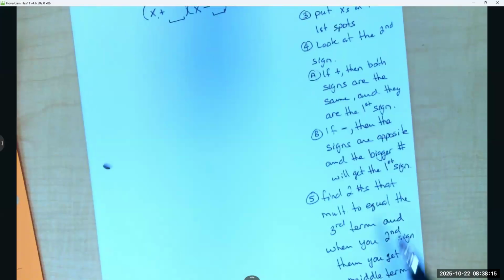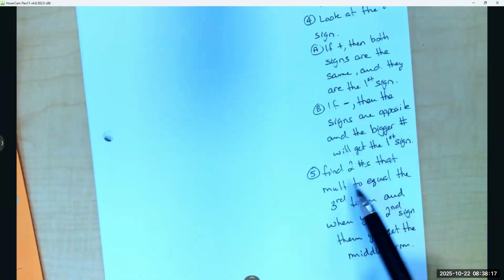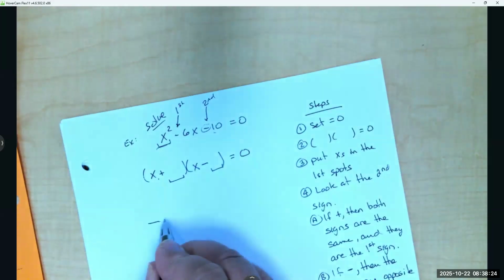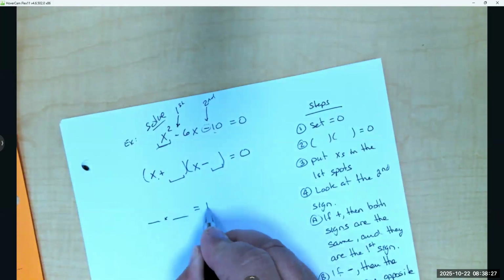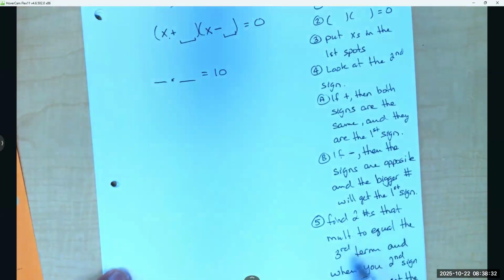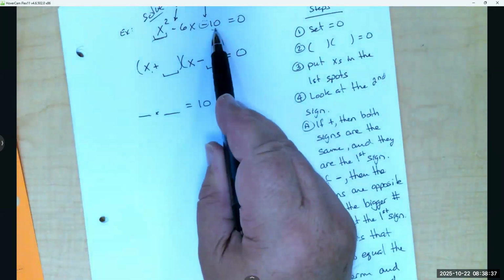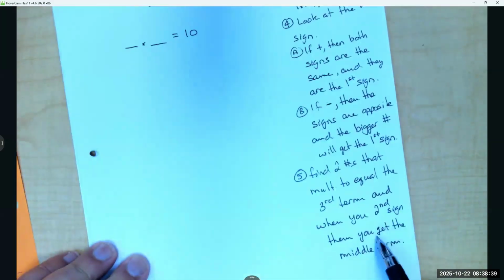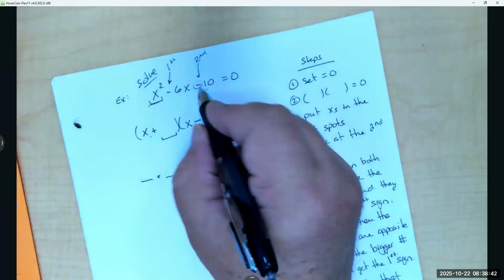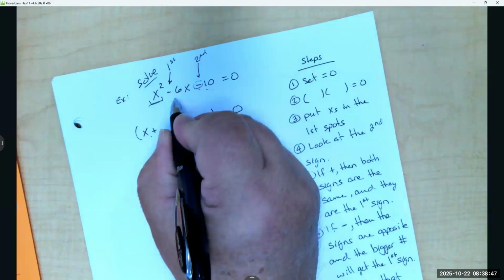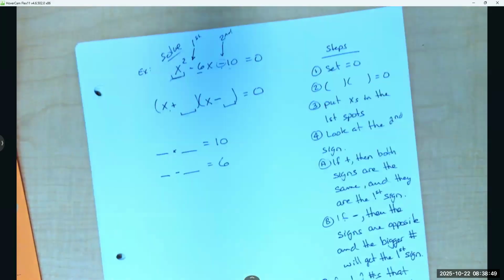So what does that mean? So we did the signs. Then next we do is find the numbers. Find two numbers that multiply to equal the third. So we have to find two numbers that when we multiply equal 10. That's what this says. Find two numbers that when you multiply equal to the third term. This is the third term. That when you second sign them, you get the middle term. So here's the second sign. So some number minus another number has to equal 6.